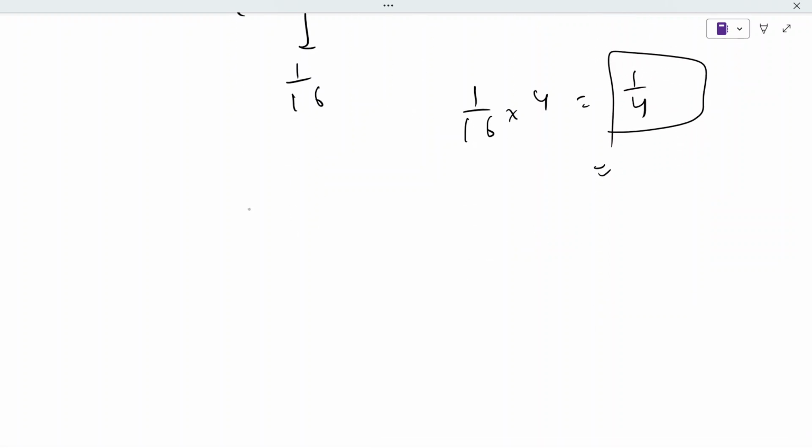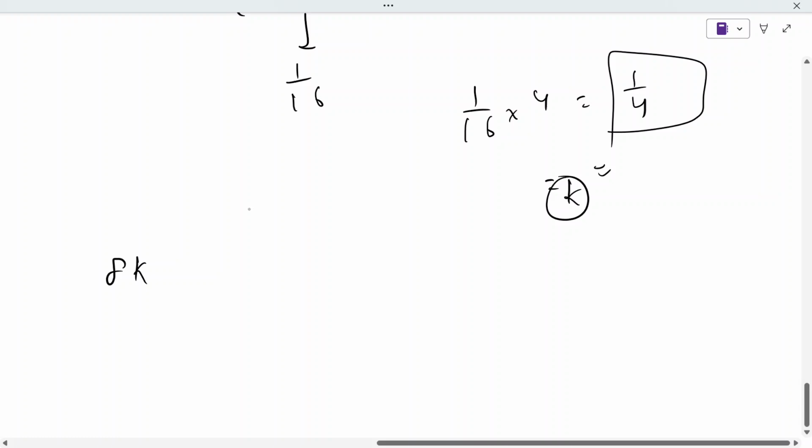So it is equal to k given in the question. We have to calculate 8 into k. That is clearly 8 into 1 upon 4, that is equal to 2. It is the required answer.